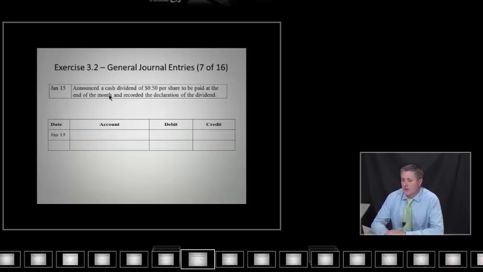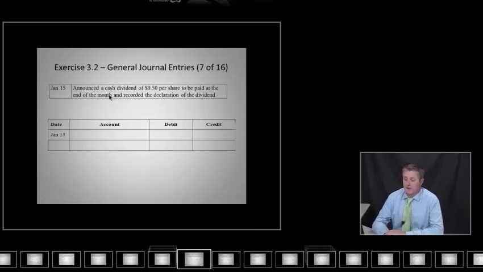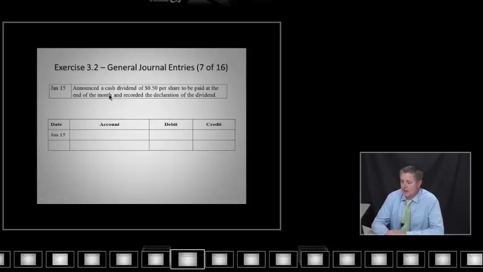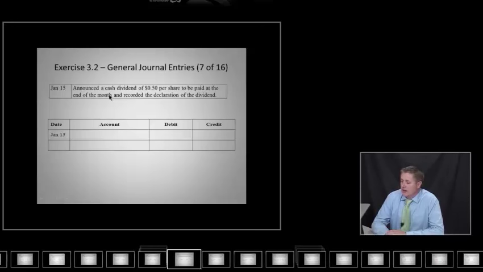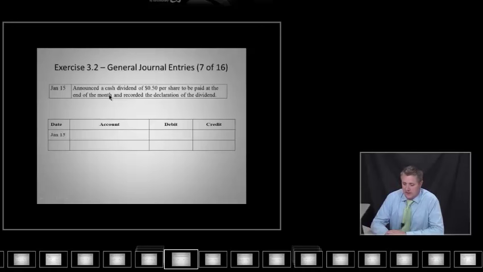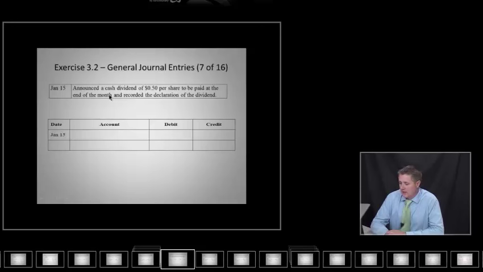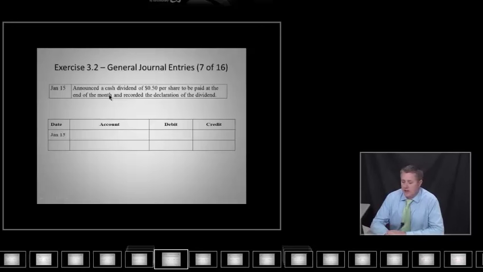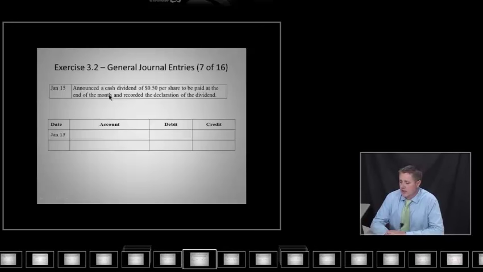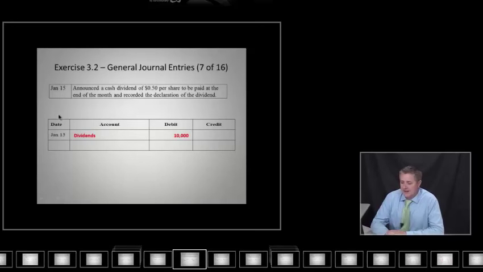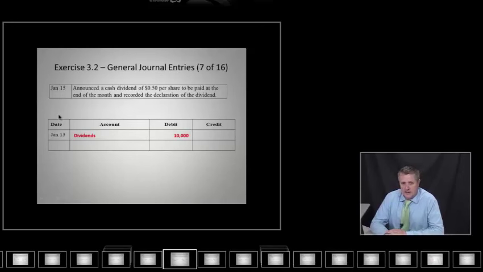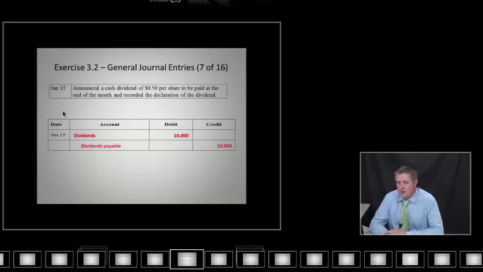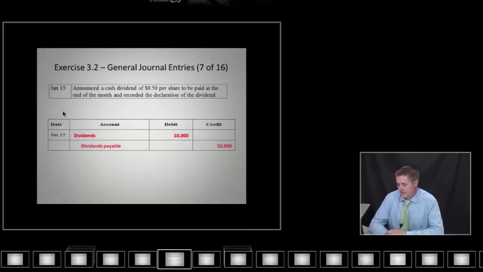Next up, on January 15th, the company announced a cash dividend of 50 cents per share to be paid at the end of the month, and we recorded the declaration of the dividend on January 15th. So basically, when we announce a dividend, we've essentially created a liability for ourselves. So we are going to debit dividends for $10,000, and the credit side of this entry is going to be to dividends payable for $10,000.